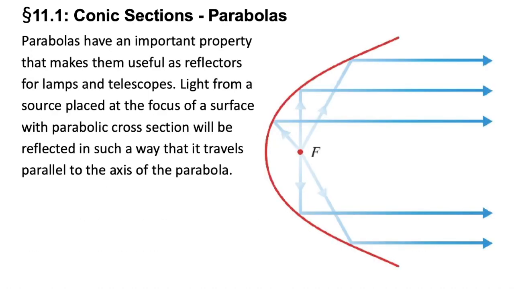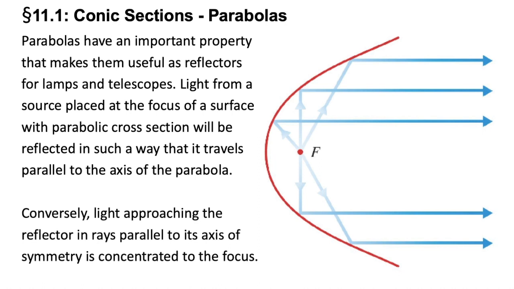Parabolas have an important property that makes them useful as reflectors for lamps and telescopes. Light from a source placed at the focus of a surface with parabolic cross-section will be reflected in such a way that it travels parallel to the axis of parabola. Conversely, light approaching the reflector in rays parallel to its axis of symmetry is concentrated to the focus.